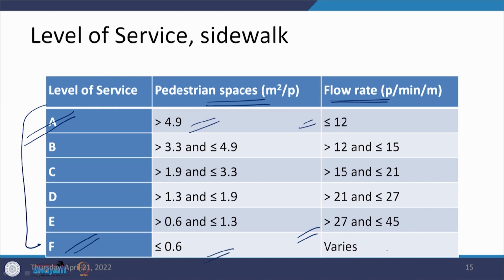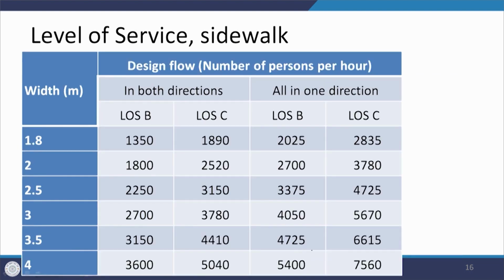Now, when we look at these levels of service for sidewalks, usually we work in the area of B and C. The values defined for different widths of the footpaths are also mentioned here. There are two things talked about here: one is that the movement is in both directions, and another is that the movement is only in one direction. Again, we are looking at LOS B and LOS C.